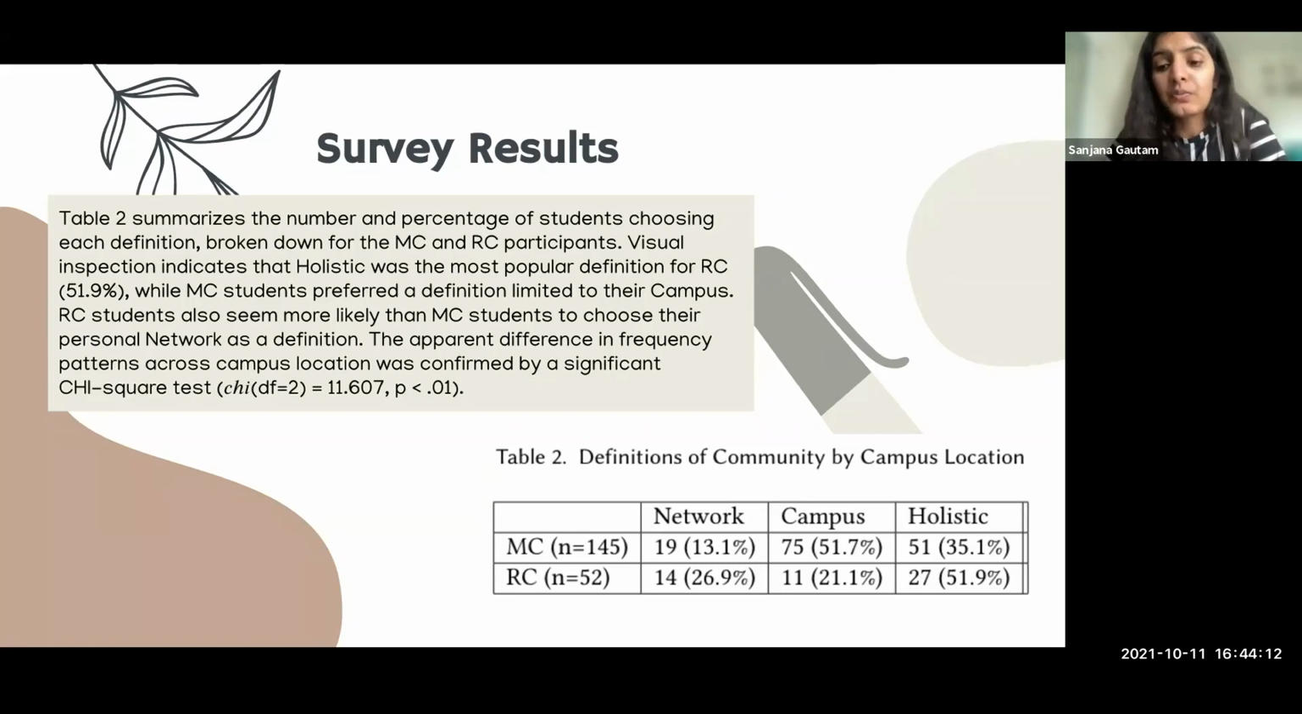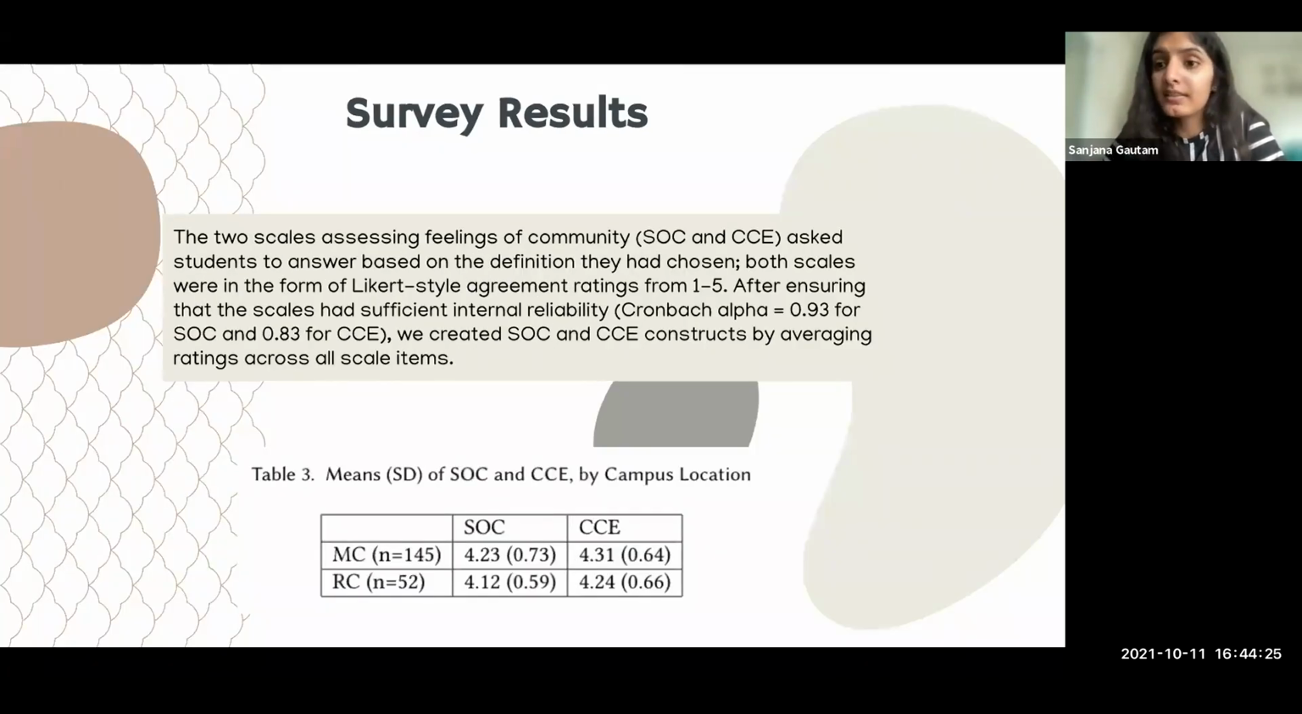As we can see in Table 2, most of the main campus students chose campus as their choice of definition, and most students at RC chose the holistic as their choice of definition. How did this affect their feelings of community and collective community efficacy scales? We can see that students at the main campus had a slightly better agreement to the sense of community and the collective community efficacy. Both the scales were in Likert form, agreement ratings 1 to 5.